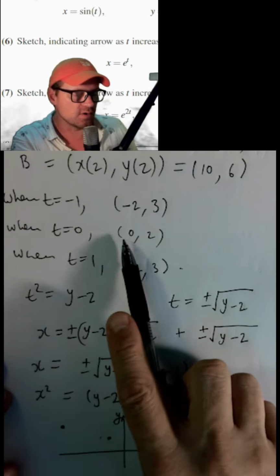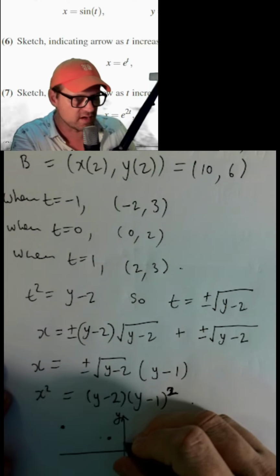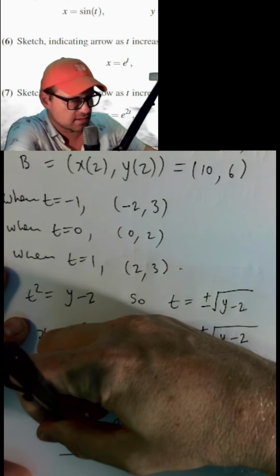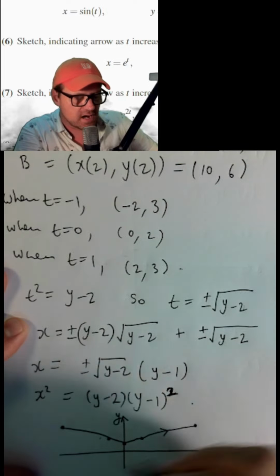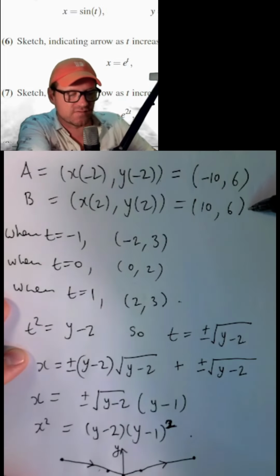When t is 0, we have 0, 2, and that seems to be so far the lowest y value. It's going to look like something like this, with the arrows going left to right, because we start at minus 10, 6 and we finish at 10, 6.